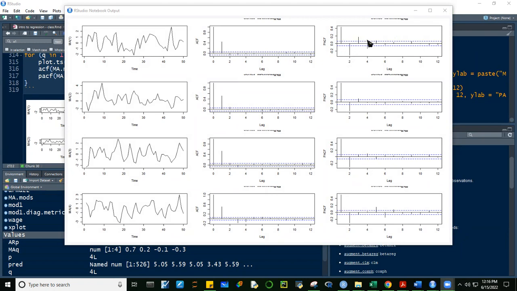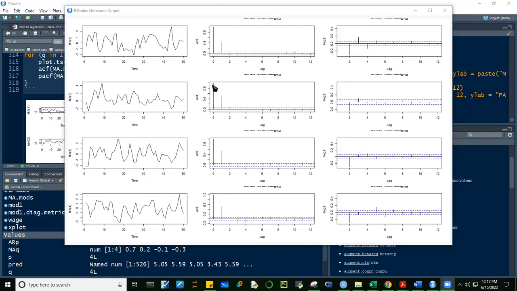Pero dito, slow decay, no? Nag-alternate siya. Pero slow decay siya. And then MA2, significant at lag 1, lag 2.